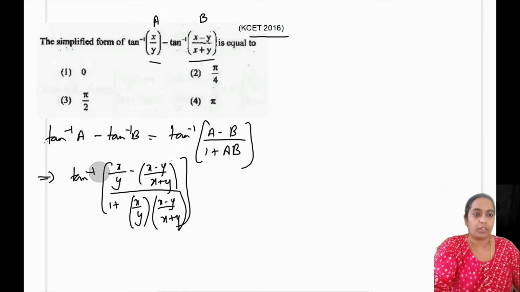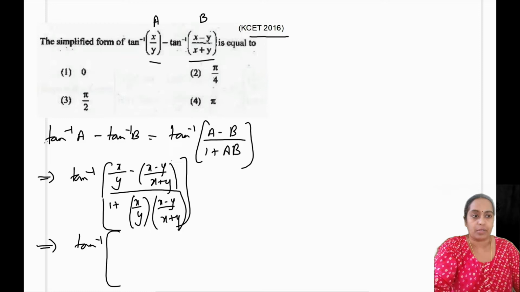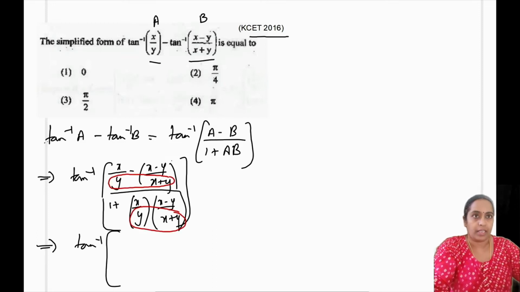So what do we need to do here? We just have to take LCM. So this is going to be tan inverse of. So the numerator and the denominator, the LCM is going to be y. Look at the LCM here. It's going to be y into x plus y here. In the denominator also it is y into x plus y. So after taking LCM, what actually happens here?